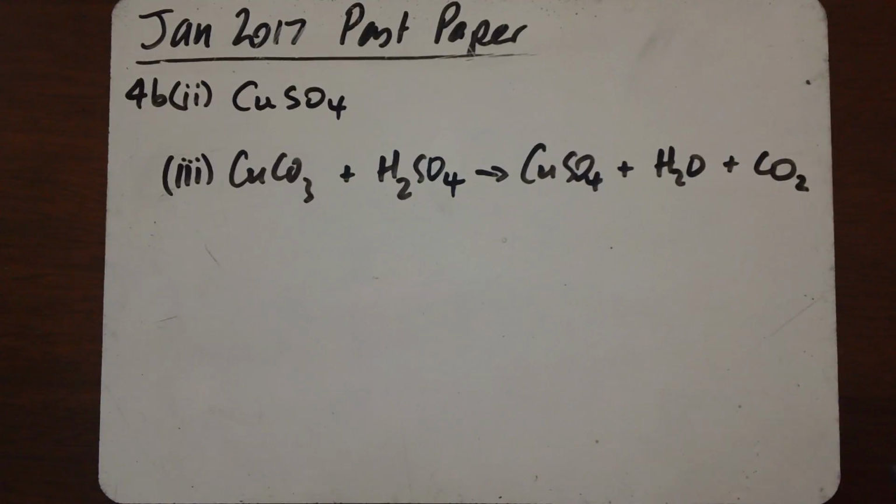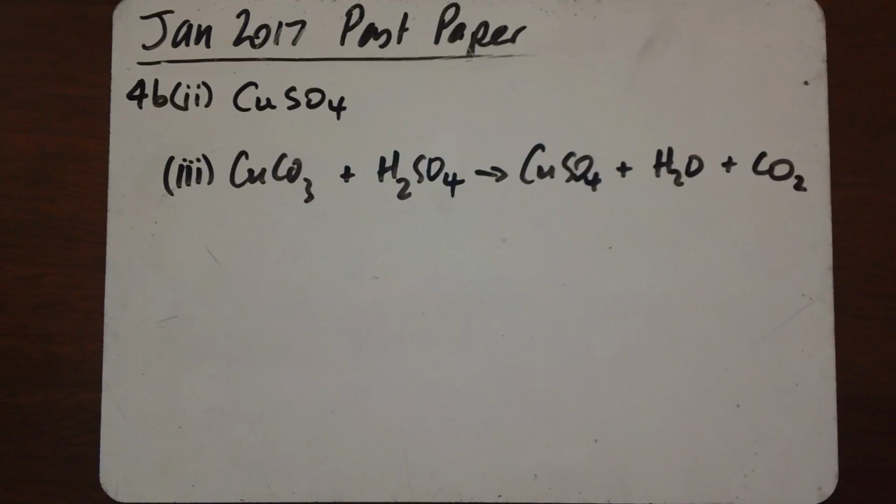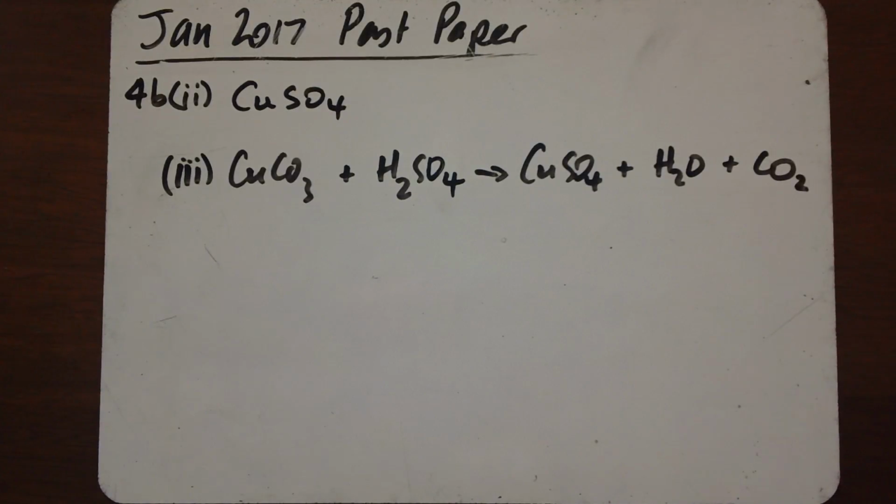Question 4b, part 2. During processing, the copper carbonate is reacted with sulfuric acid to make copper sulfate. Calculate the relative molecular mass of copper sulfate.